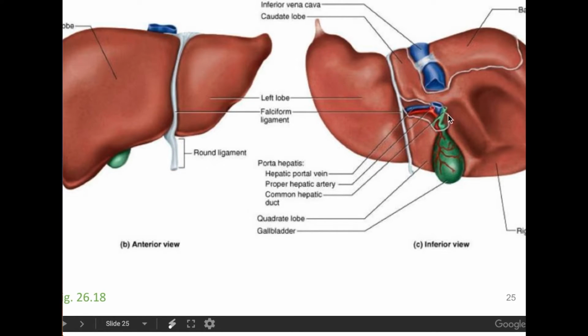So where things are entering and exiting the liver is called the porta hepatis. The 3 different parts of the porta hepatis are this vessel right here, which is the hepatic portal vein, and then we have the hepatic artery proper, and then here we have the common hepatic duct. So those 3 structures are coming in and out of the liver in the porta hepatis. And I'll show you this in another view.